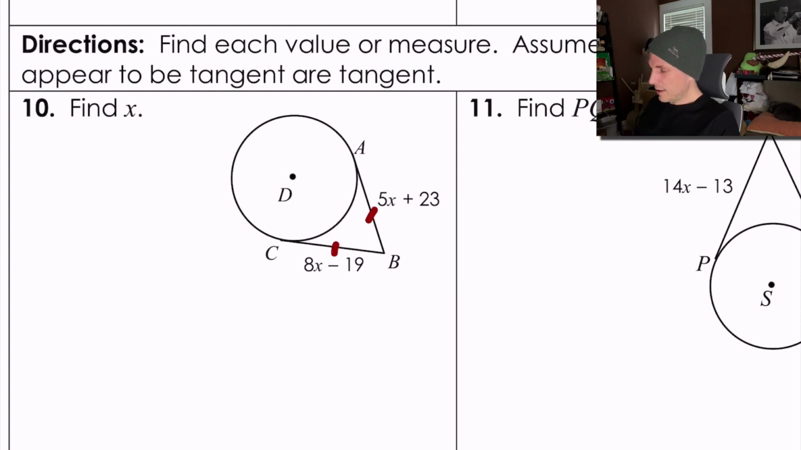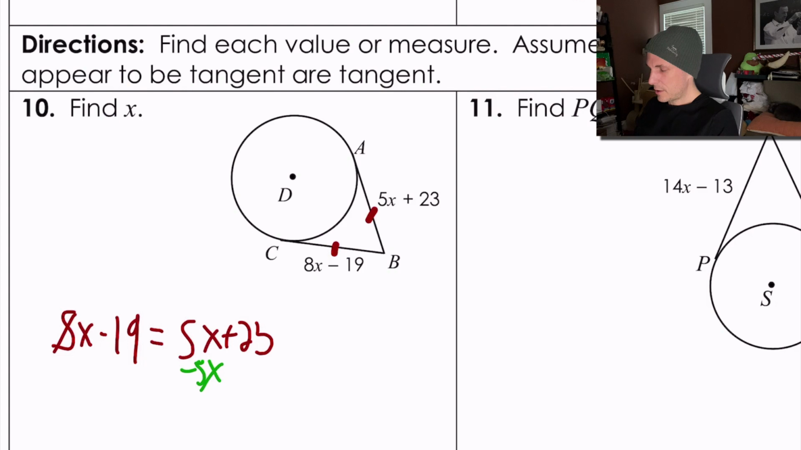Therefore, we can now set 8x minus 19. That's a weird 8. Deal with it. 5x plus 23 minus 5x plus 19 plus 19. And that is a 23 that I attempted to draw there, and that didn't quite work out. So 5x plus 23, 8x, 19.